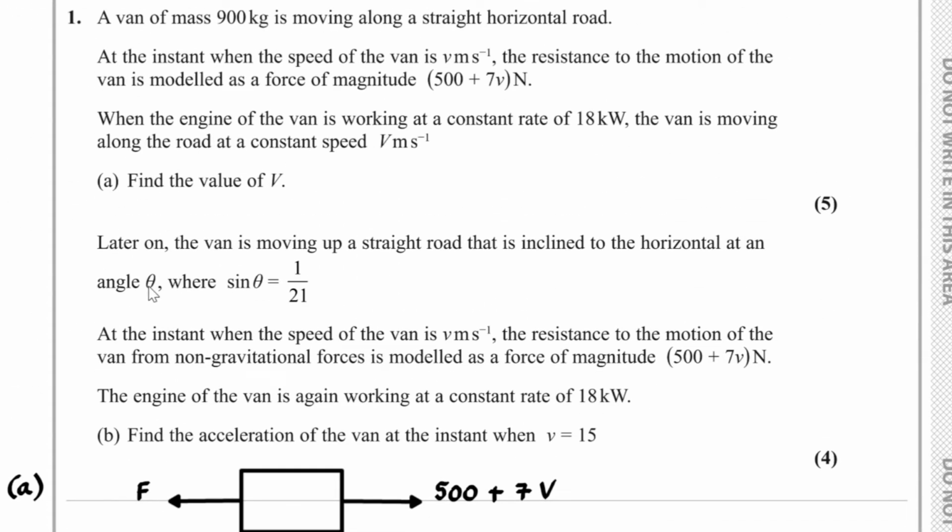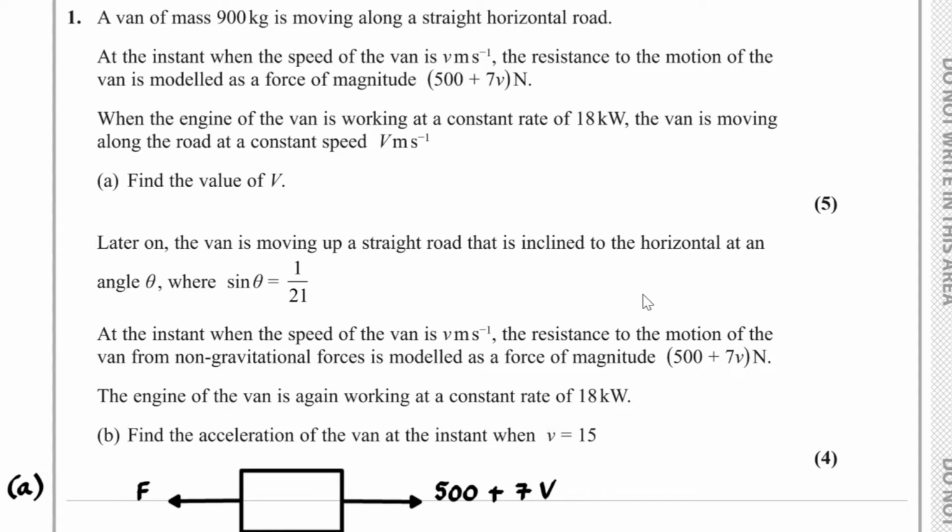Now for part B, later on, the van is moving up a straight road that is inclined to the horizontal at an angle alpha, where sine alpha is equal to 1 over 21. At the instant when the speed of the van is V meters per second, the resistance to the motion of the van from non-gravitational forces is modelled as a force of magnitude 500 plus 7V newtons. The engine of the van is again working at a constant rate of 18 kilowatts. We have to find the acceleration of the van at the instant when V equals 15.